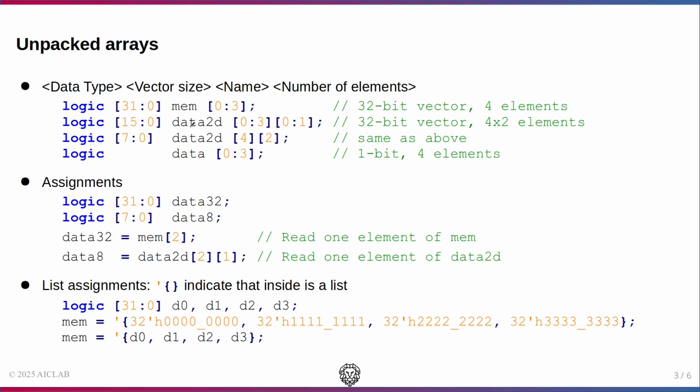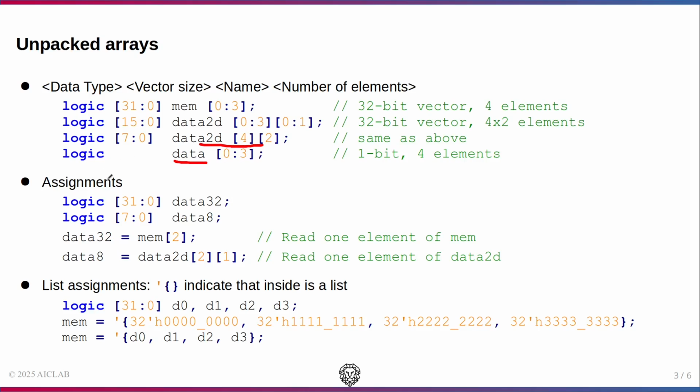Or in this example, data_2D has 4 rows and 2 columns, and each element has 16 bits wide. Also, we can use another style and define data_2D. This line is equivalent to the above example. And here data has 4 elements and each element is 1 bit.